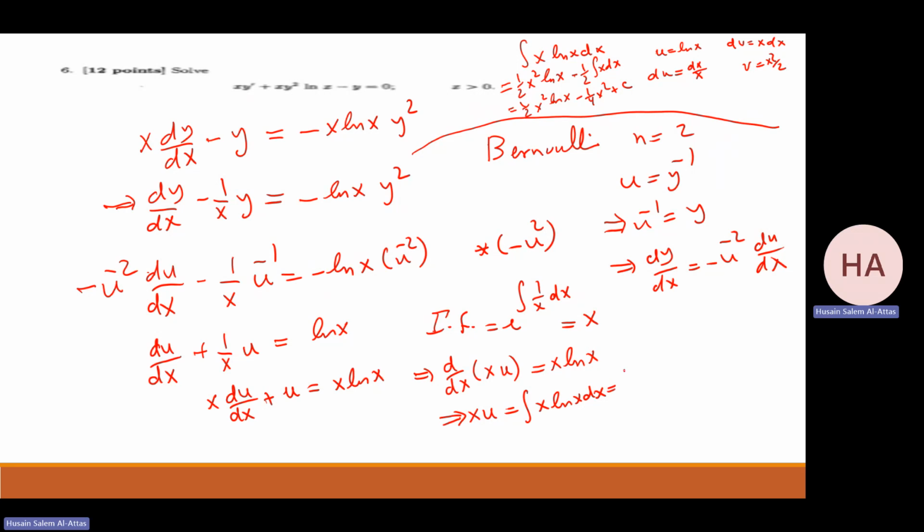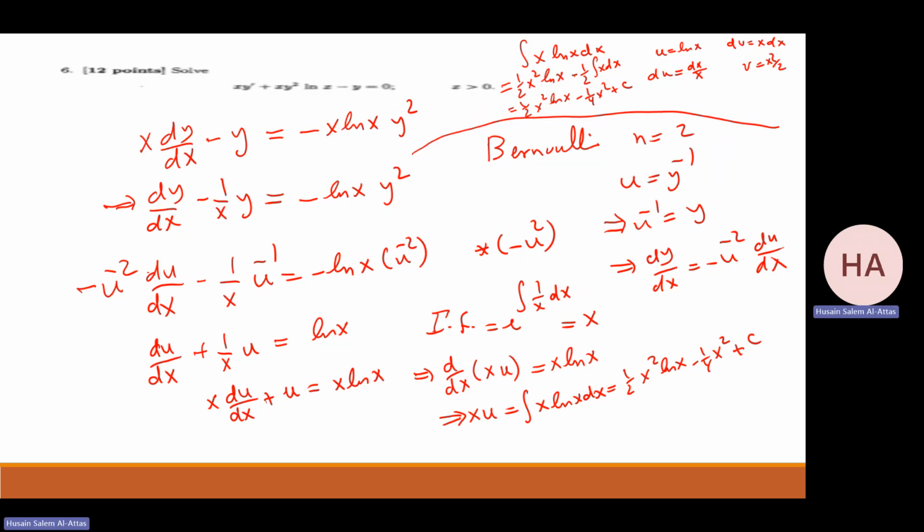So I plug it here. That gives me half x squared ln x minus 1 over 4 x squared plus c. Multiply by 1 over x. So I have u, which is y to the minus 1. So I have y to the minus 1 equals, dividing by x, half x ln x minus 1 over 4 x plus c x to the minus 1. Yeah, I can leave it like this, or I can write y equals 1 over that.